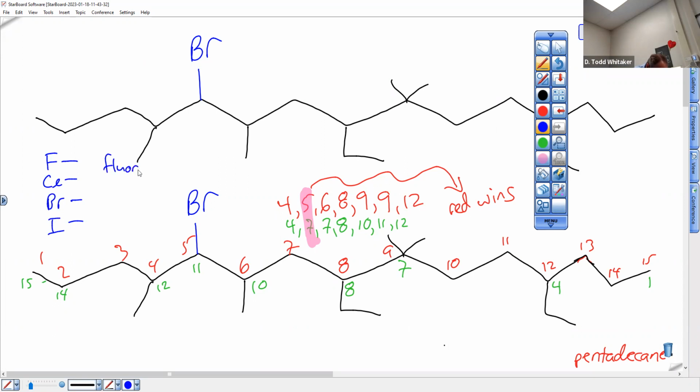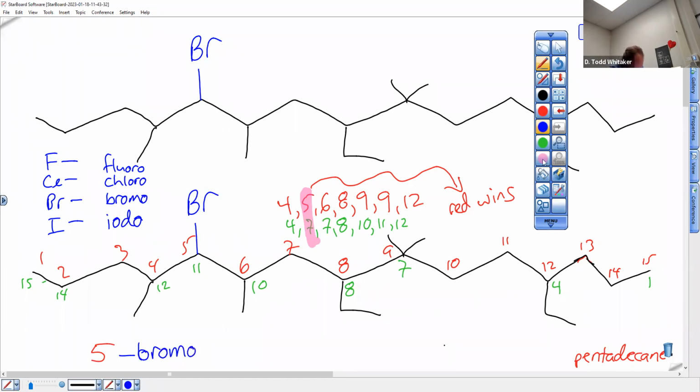Fluoro. Would be nice if they ended it with YL, wouldn't it? But they didn't. Chloro, bromo, my favorite because it sounds so cool. Iodo. And it goes by B for bromo, right? I'm pretty sure that's first. And so bromo's on 5. Red wins. 5 bromo. I'm going way over here. 5 bromo.